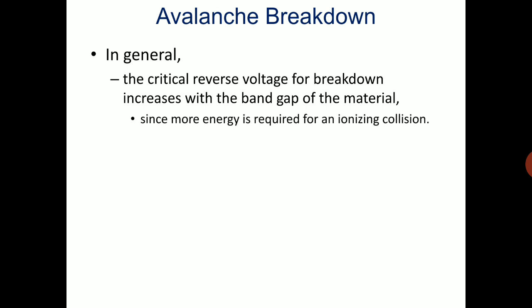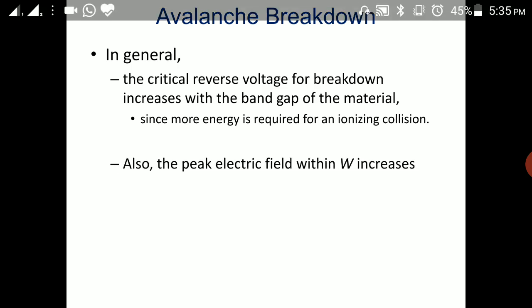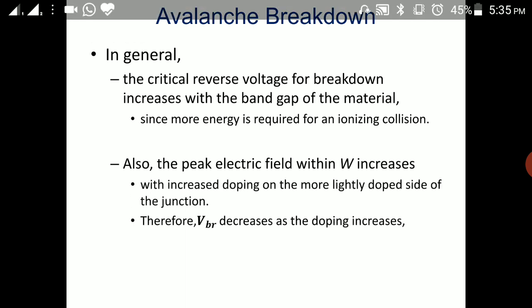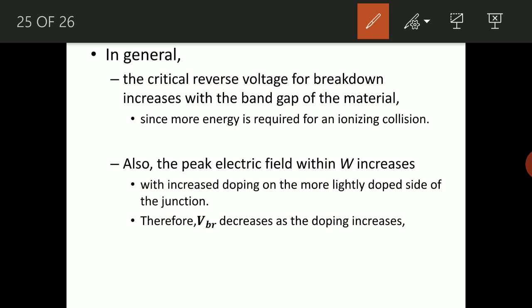The critical reverse voltage for breakdown increases with the band gap of the material. In reverse bias, what is happening? Just a second, the pen is not coming. What I was trying to say is, the valence band of P and the conduction band of N can be at the equal level, and the electron can tunnel from the P valence band to the N conduction band. So care should be taken.